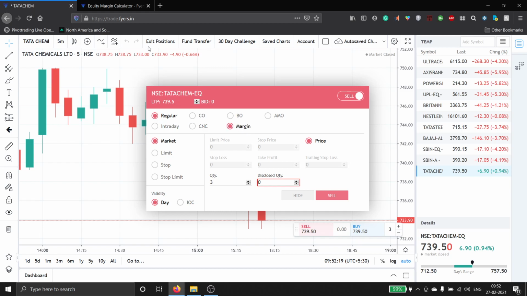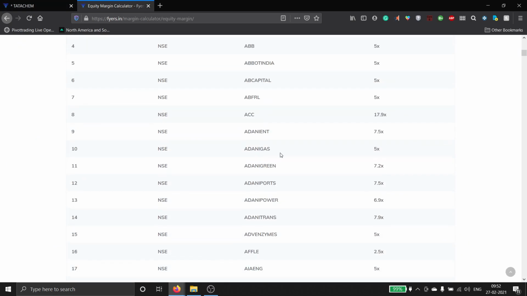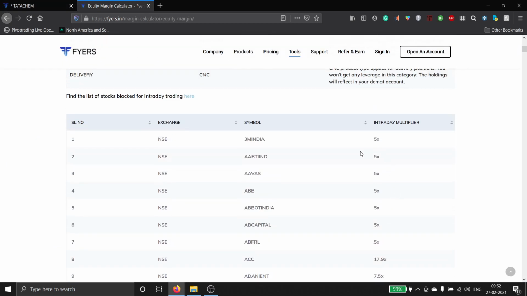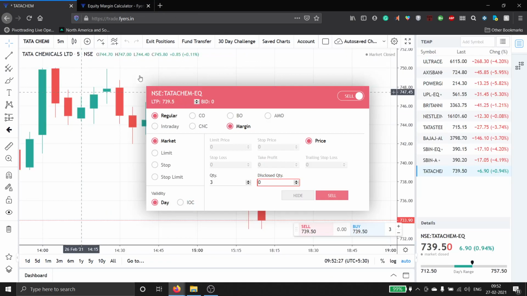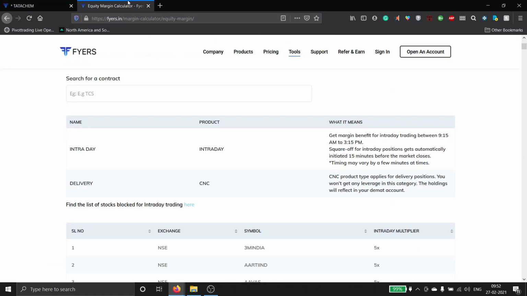And the third one is margin. So basically I'll show you my screen. Margin stands for the leverage that you get. It's a benefit that the trading platform provides to the user. Every platform has a different margin. For Zerodha it will be different, for Upstox it will be different. I'm using Fire's, so for Fire's it will be different. So you can come here and search for your stocks. Like, I'll search for SBIN.